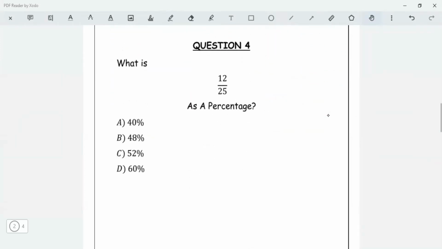All right. Now this one says, what is 12 over 25 as a percentage? So now we're going from fraction to percentage. To go from fraction to percentage, we just multiply by 100. So multiply this by 100, but we can say 25 into itself goes 1 time. 25 into 100 goes 4 times. 12 times 4 is 48.